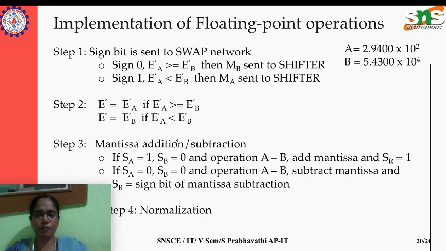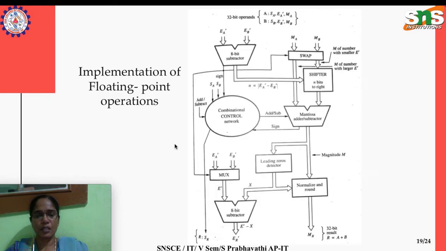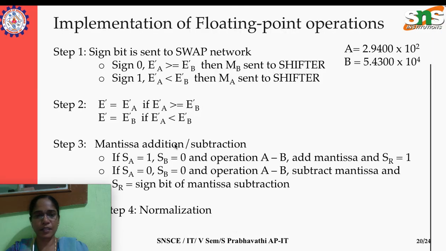Okay, I hope you are following with me. Now the second step is nothing but the resultant exponent. After shifting, we will be taking the larger exponent, is it not? 10 power 4 is the larger exponent, we will be taking it for the resultant exponent, is it not?